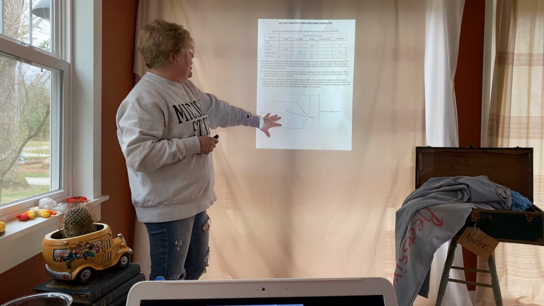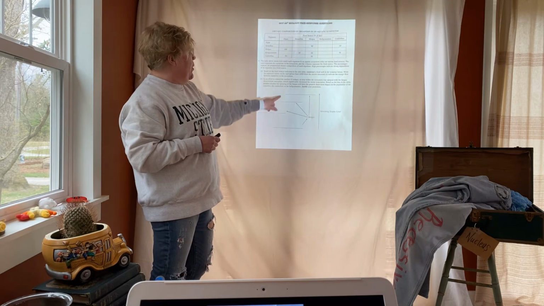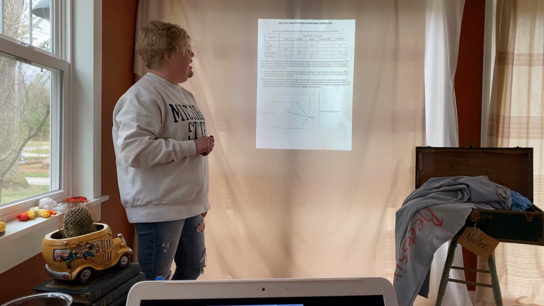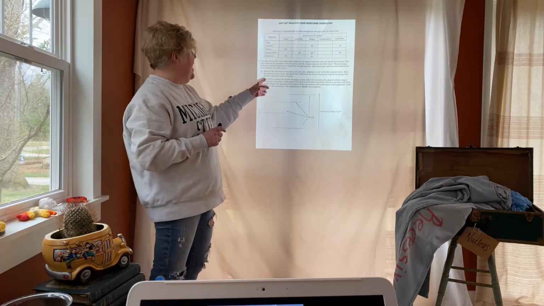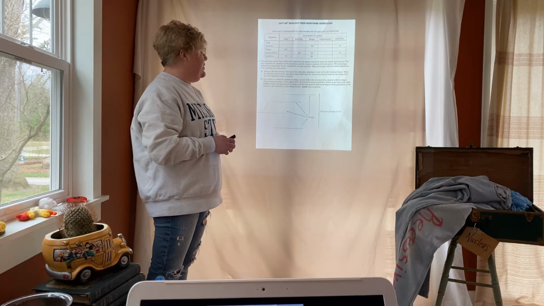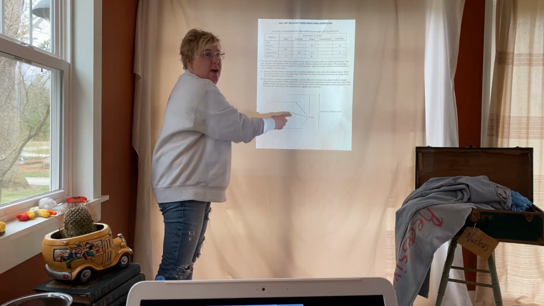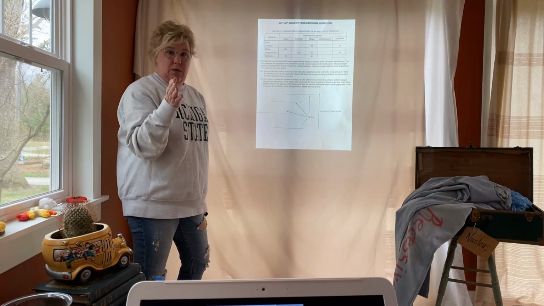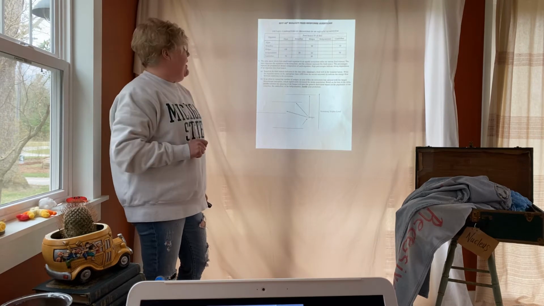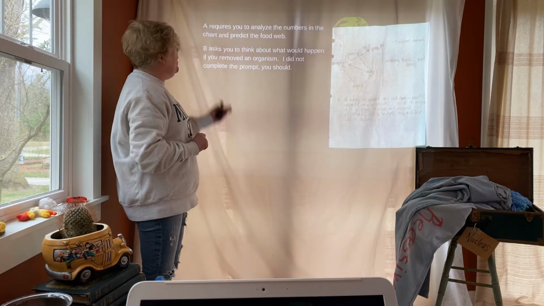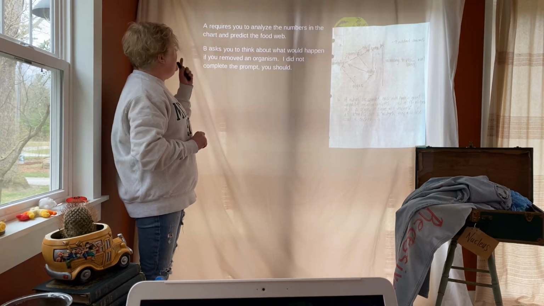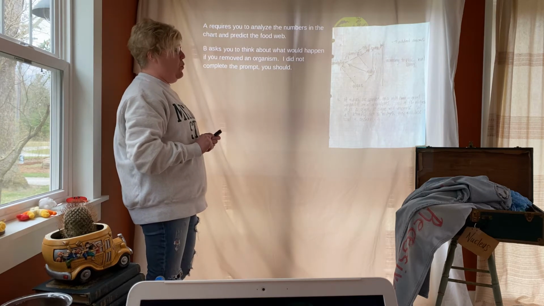In the template below, write the organisms' names on the appropriate lines and draw the arrows necessary to indicate the energy flow between organisms and the ecosystem. These are not the only arrows. They expect you to add arrows. So let's go over part A first. Part A requires that you analyze the numbers in the chart and predict the food web.